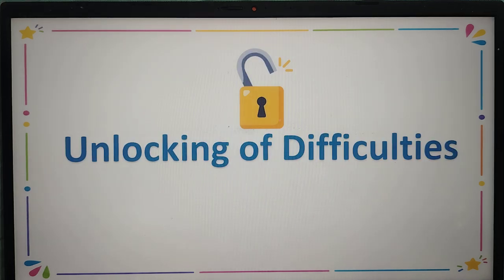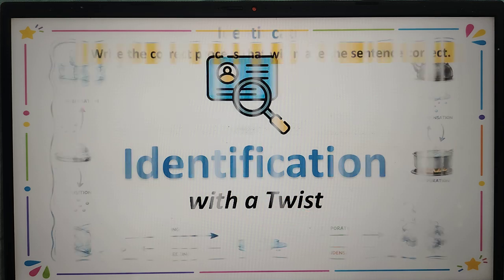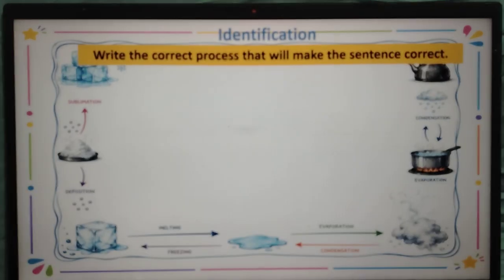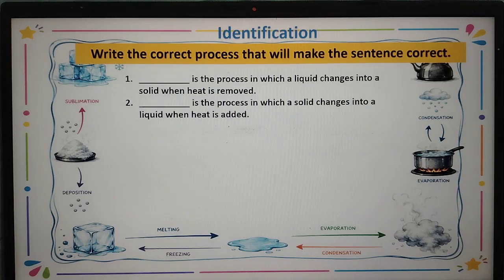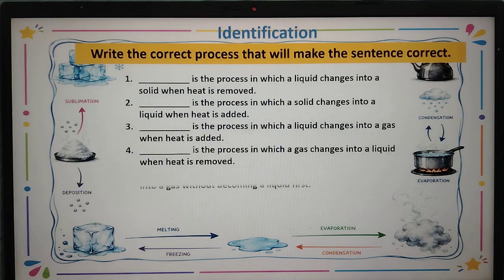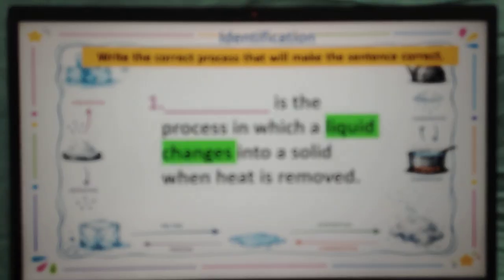Now, in starting a lesson, you need to unlock the difficulties of those words that the learners might encounter. So we have here the identification with a twist. We have here a picture, and they need to identify the following questions. They need to give the answers. Let's start with number one.